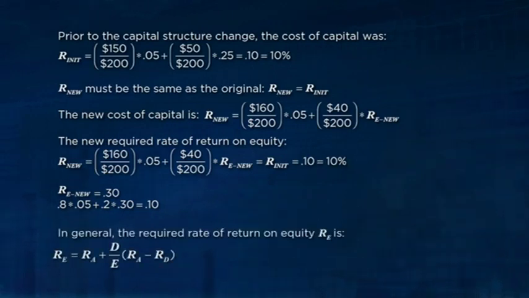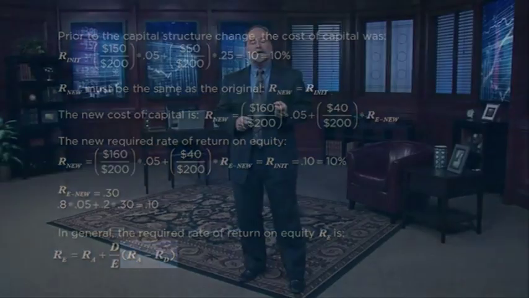In general, the required rate of return on the equity is the following function of the required return on debt, the required return on the assets, and the debt-to-equity ratio. The return on the equity has to be equal to the return on the assets plus the ratio of debt to equity multiplied by the difference between the return on the assets minus the return on the debt. The required return on the assets, R A, is the amount that the investors have to get if they owned all of the assets of the firm. In the example, this is the 10%.